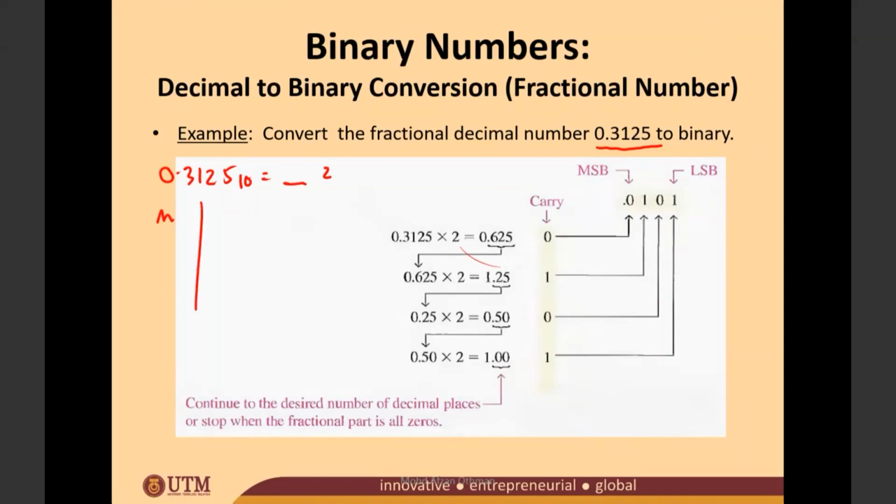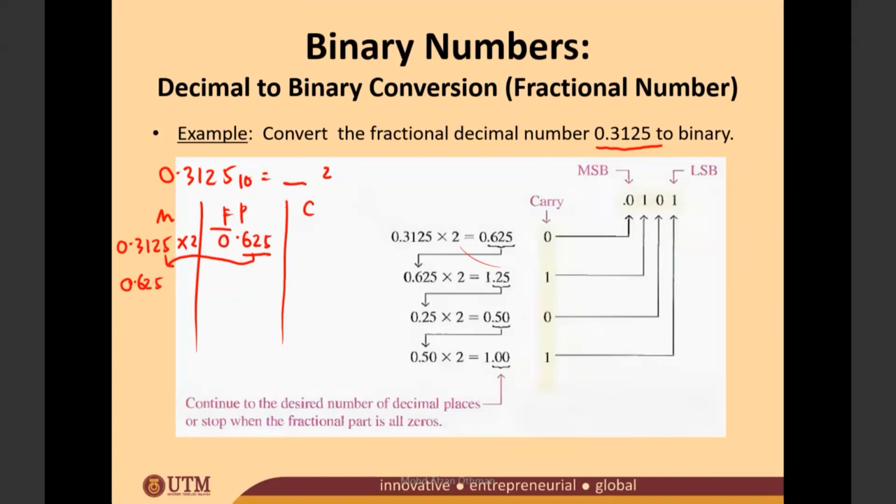Multiply fractional products and this one here is carry. So kamu ada 0.3125 darab dengan 2. Kamu do the multiplication, kamu akan dapat 0.625. So this is the fractional product. Yang belakang ni, this is the FP. So this FP kamu kena bawa ke sini. Since hasil darab dia tak sama dengan kosong, so kamu kena letak dekat sini.